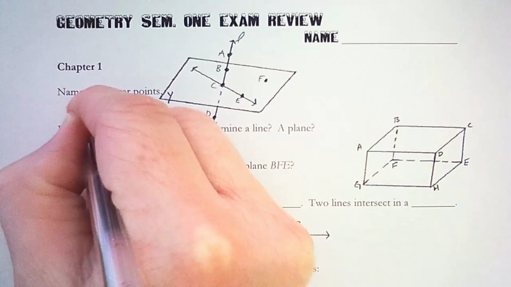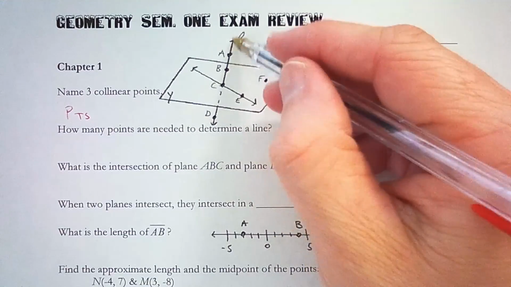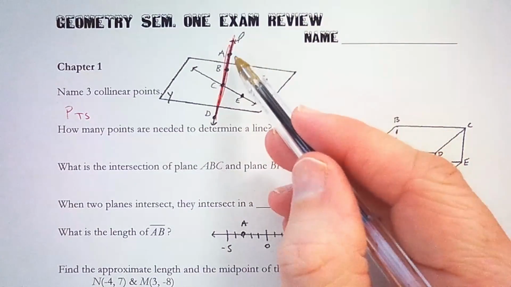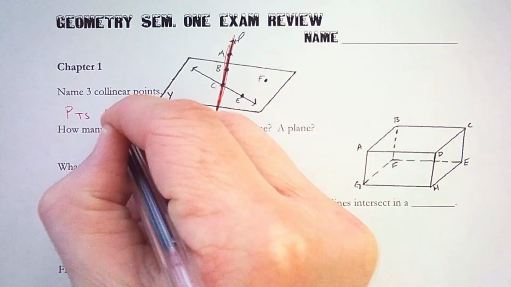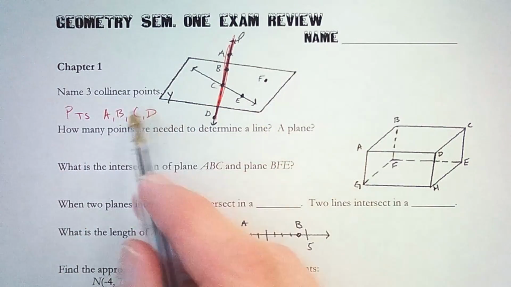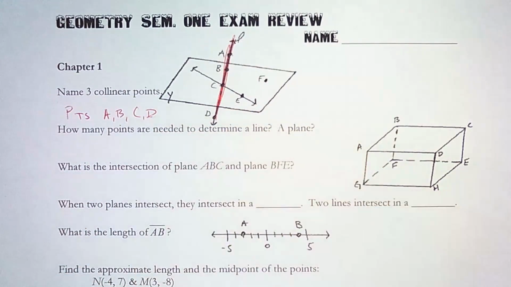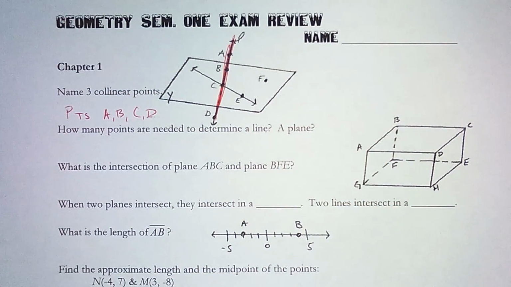So we could name points. If we're going to find three together on the same line, this line right here is the only line where we can do that. And there's A, B, C, and D. Now it says three. Any three of these will do. So any three of A, B, C, and D will give us three collinear points.